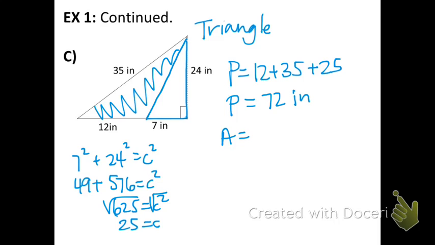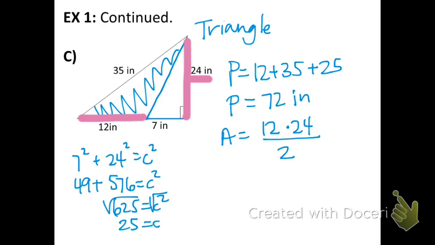Then for our area, we're going to take the base times the height divided by 2, so our base is 12. And the height has to be perpendicular, so we can see that here is our perpendicular to the base, so we're going to use that 24. We take the 12 times the 24, divide by 2, and we get 144 inches squared.